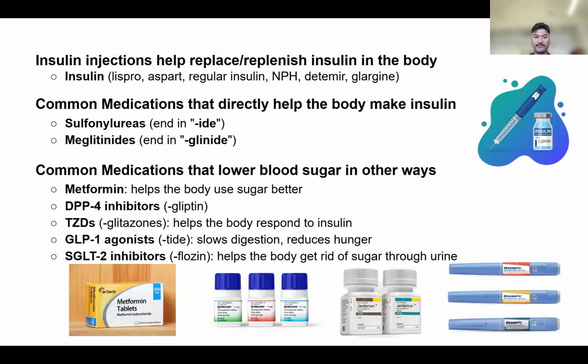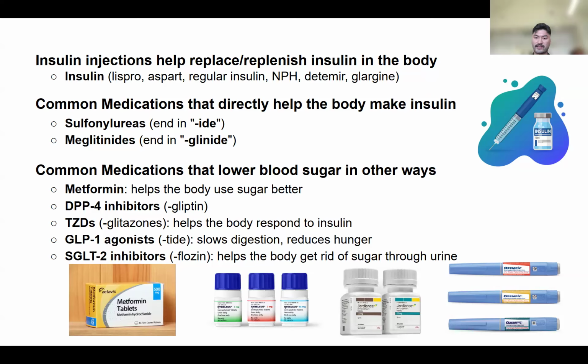And then how do diabetes medications work? There are many different medications for diabetes. Some of them help the body make insulin, others help the body use insulin better, and some help remove sugar from the body. So we have insulin injections that help replace or replenish insulin in the body. These will be labeled as Lispro, Aspart, regular insulin, NPH, Detemir, Glargine, and these can range from rapid acting to long acting.